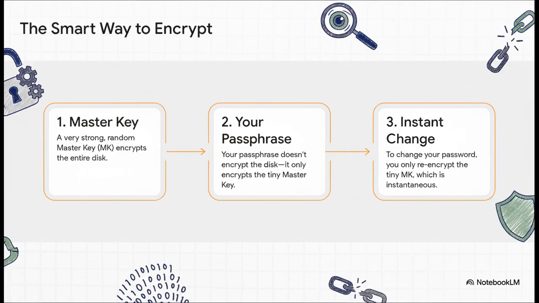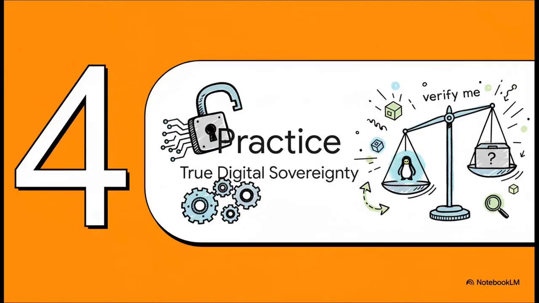Now, the way LUKS works is really elegant. It doesn't use your password to encrypt the whole drive. That would be way too slow. Instead, it creates a super strong random master key that does all the heavy lifting. Your password is only used to lock and unlock that tiny master key. What this means is if you want to change your password, the system doesn't have to re-encrypt terabytes of data. It just re-encrypts that one tiny key, which takes less than a second. It's just brilliant.